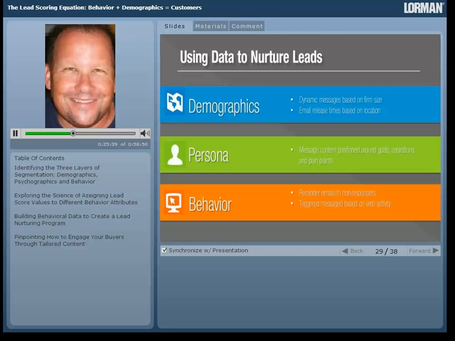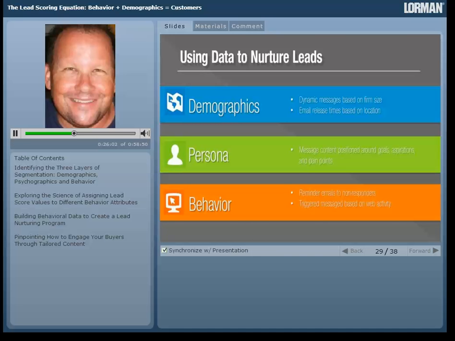And when you look at the demographic side, for example, you can use dynamic content within emails to speak differently to small companies versus enterprises, because different sized companies often have different needs, and you'll want to address those in your message. And you want your prospects to really feel like you're talking to them individually.